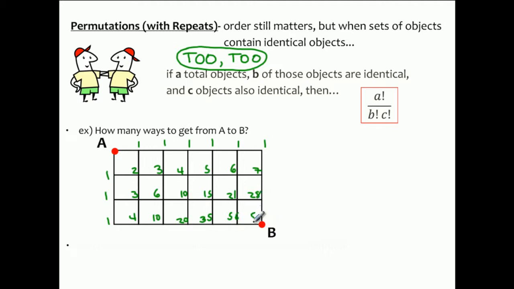56 and 28 is 84. So there is 84 total ways to get from A to B on this grid.